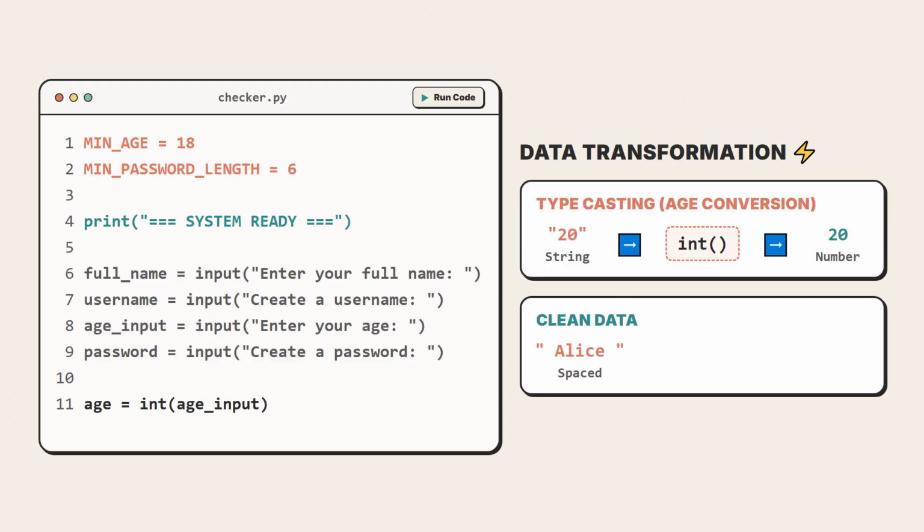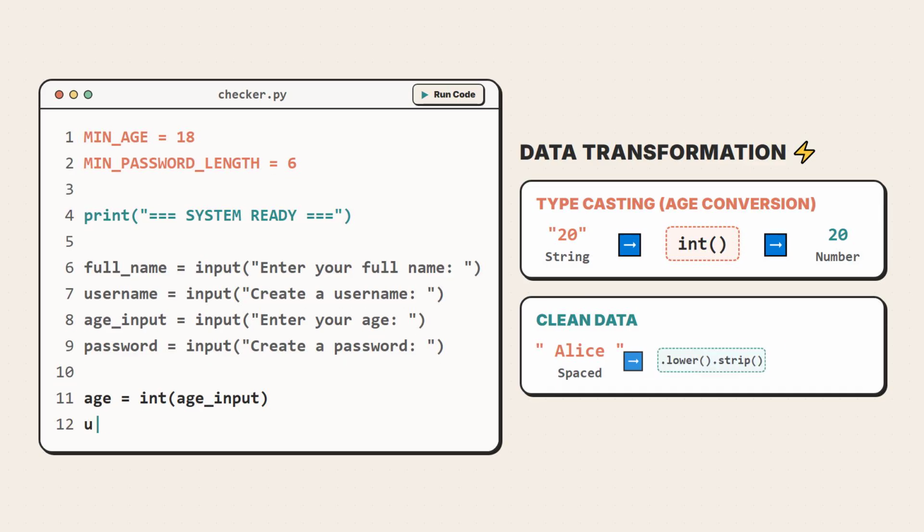Also, we want to clean up the username by converting it to lowercase and removing any accidental spaces the user might have typed at the beginning or end. The purpose of this is to make sure Alice and alice are treated exactly the same. Write username clean equals username.lower.strip.